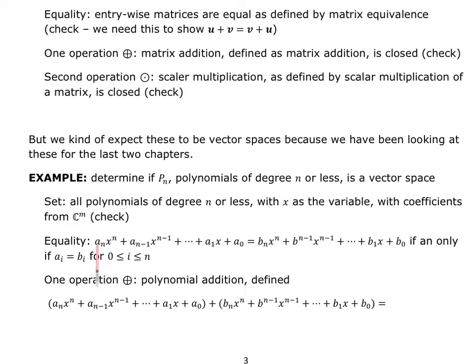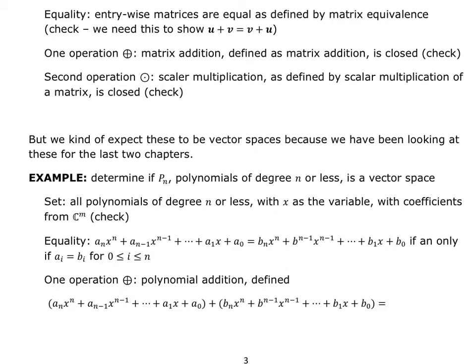Here's my polynomial where I have a leading coefficient of a_n x^n all the way down to a_0. And then here's my second polynomial where my leading coefficient is b_n x^n all the way down to b_0. This is true if and only if a_i is equal to b_i for all i between 0 and n, and we would expect that.